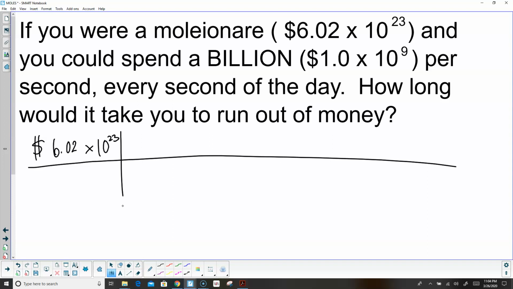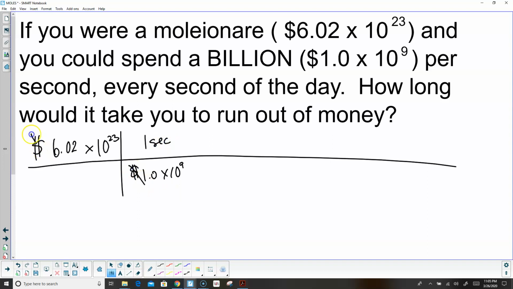Or money into time, I guess, the other way. Reverse it. Yeah, time is money, friend. Okay, let's see. We said we could spend $1 billion per second. So we need to get rid of dollars. They need to go on the bottom. How many? Let's put a billion down here. So 1 times 10 to the ninth dollars, and let's say every second.